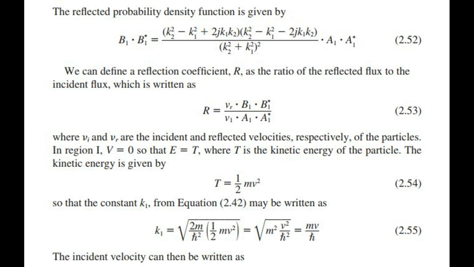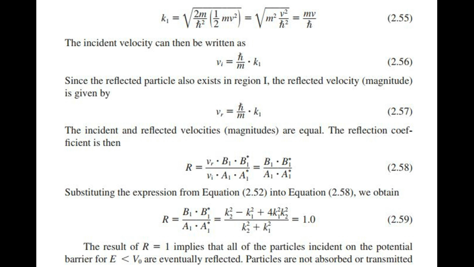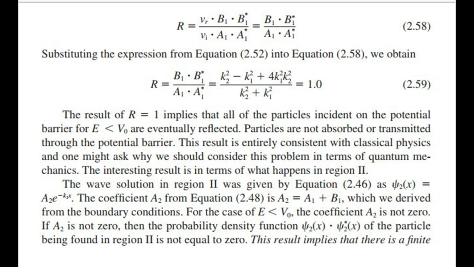Since the reflected particle also exists in region 1, the reflected velocity magnitude is given by. The incident and reflected velocity magnitudes are equal. The reflection coefficient is then. Substituting the expression from equation 2.52 into equation 2.58, we obtain. The result of R = 1 implies that all of the particles incident on the potential barrier for E < V0 are eventually reflected. Particles are not absorbed or transmitted through the potential barrier.